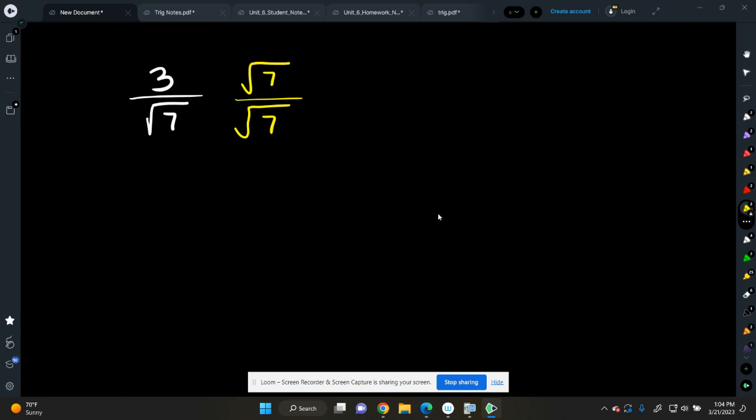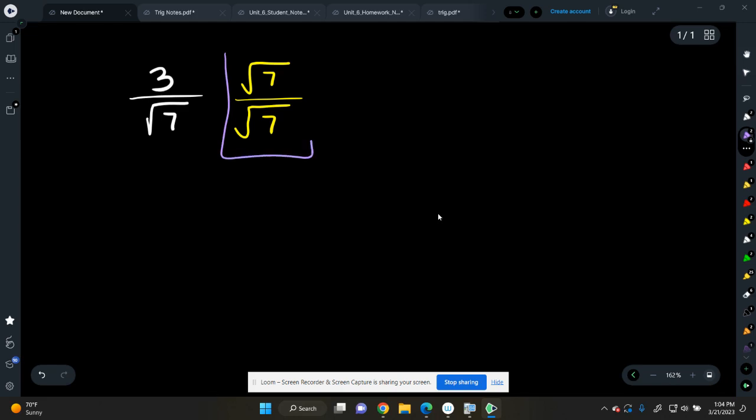However, if we have the same thing on the top and bottom, what does that fraction equal? 1. And if I multiply something by 1, it doesn't change its value, right? Remember, 1 is the identity element. So I like to think of this as just changing the way it looks. It's the same person, they just got a makeover.